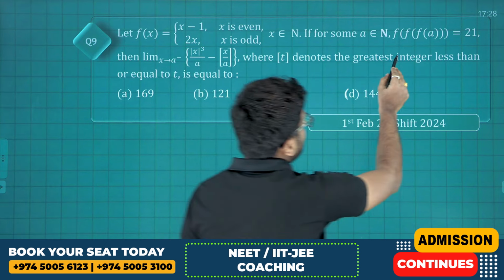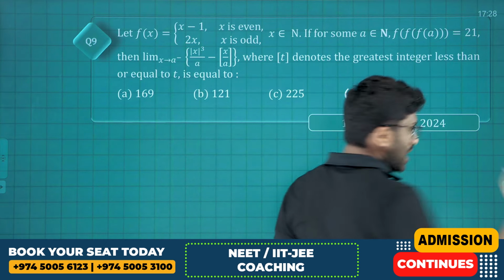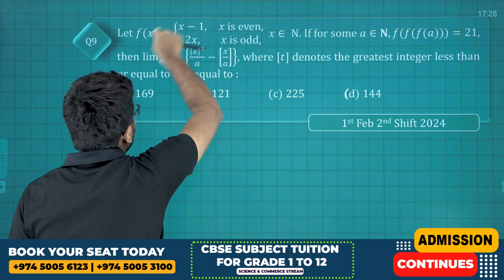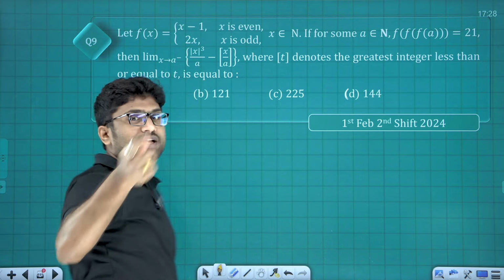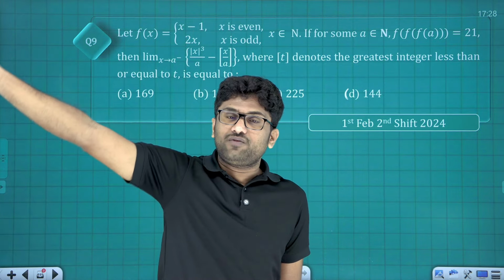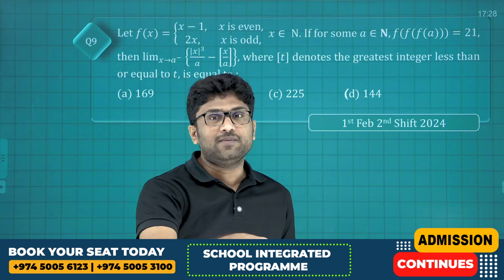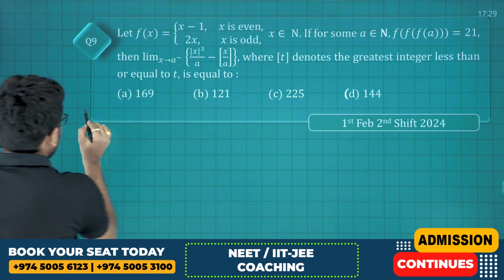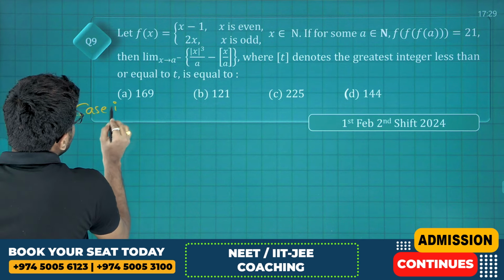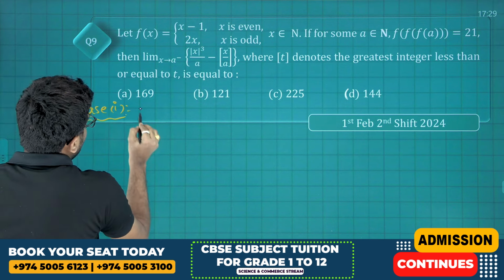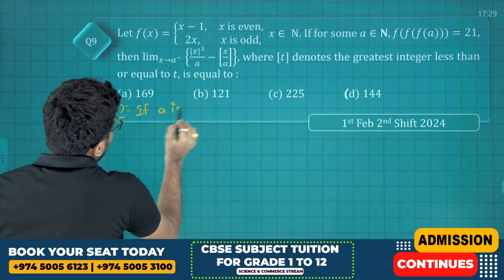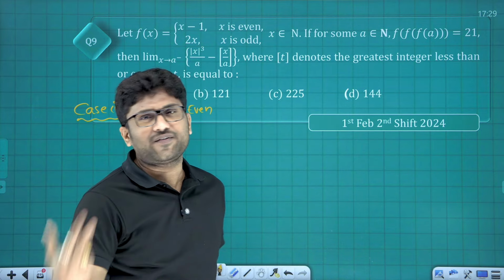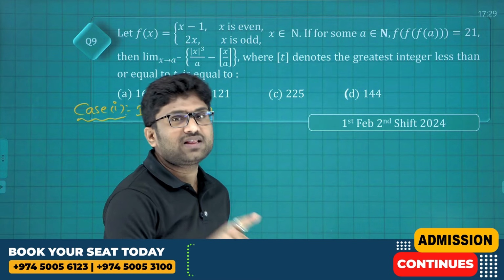Now, they are asking how many times f of a. We don't know what a is. A can be even, a can be odd. Why? Because here the function is defined in two possible ways based on the input. If the input is even, it is behaving one way. If the input is odd, it is behaving in another way. So that means we have to take it in two cases. Case 1, if a is even. Case 2, if a is odd. First I'll check with this. If I get a result, fine, I no need to check the other. If I won't get a result, then I'll go for a is odd.